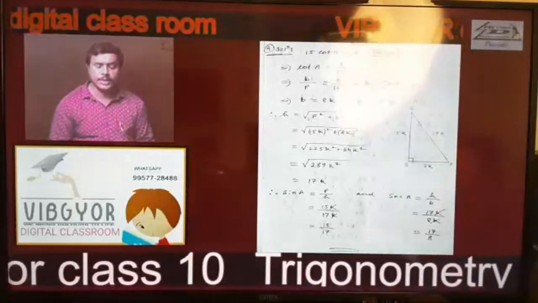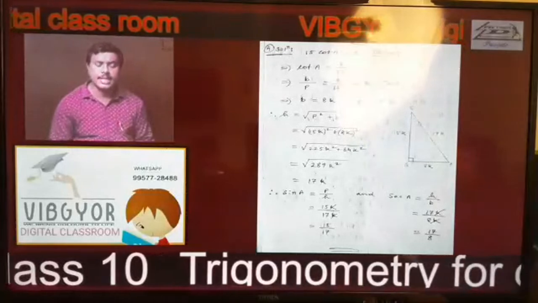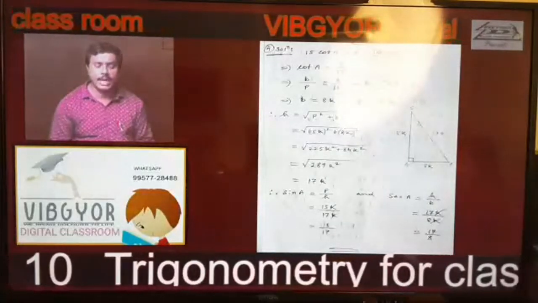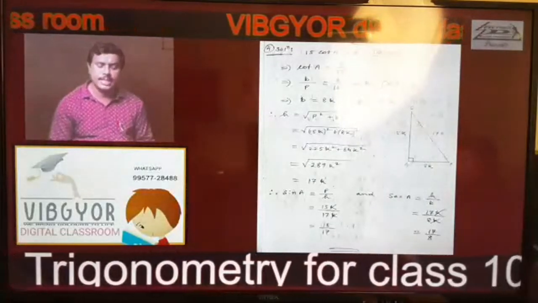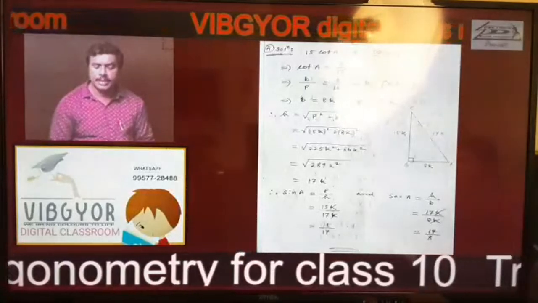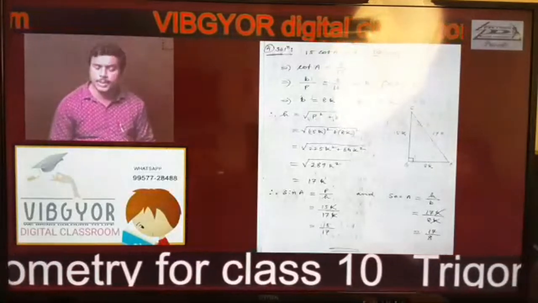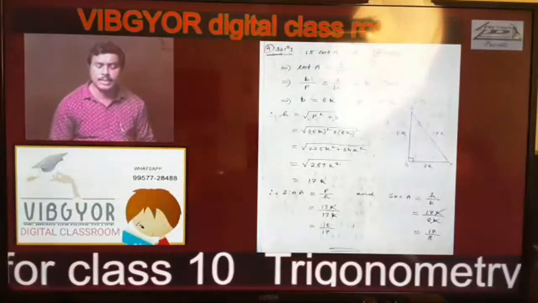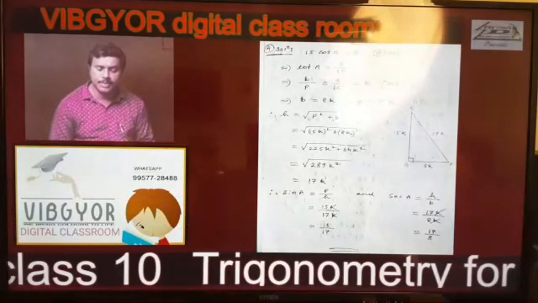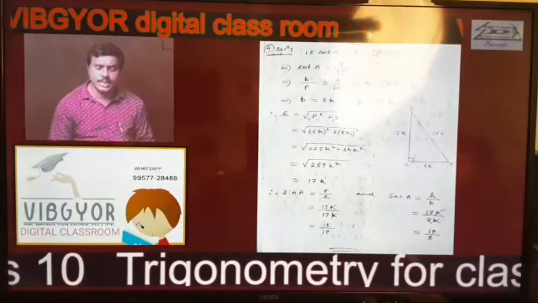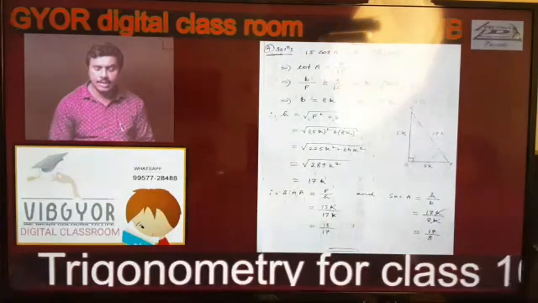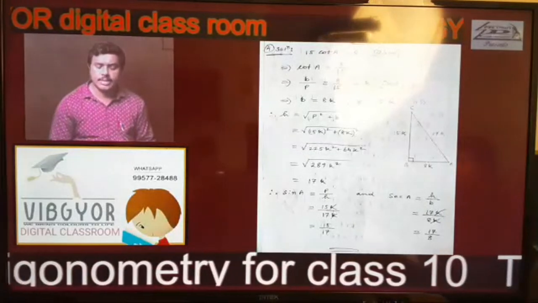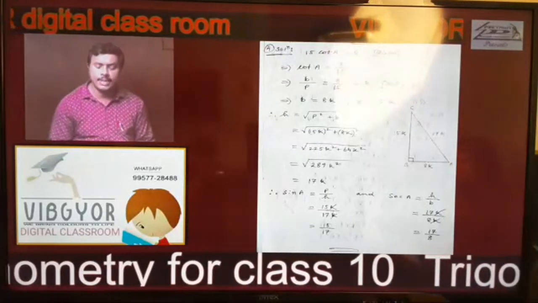Now we are going to find sin A. Sin A is the ratio of perpendicular and hypotenuse. So we are writing sin A is equal to P by H. In the diagram already it is shown to you. Value of P is already considered as 15K and value of H is considered as 17K. So K cancel, then the result is 15 by 17.